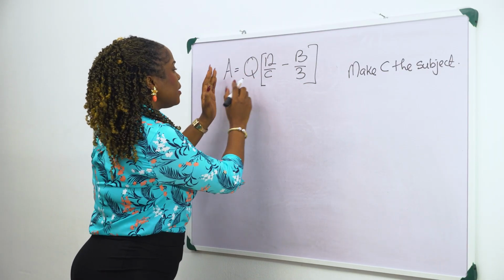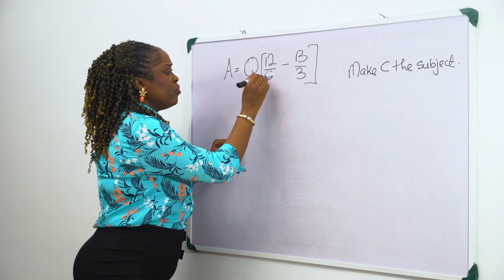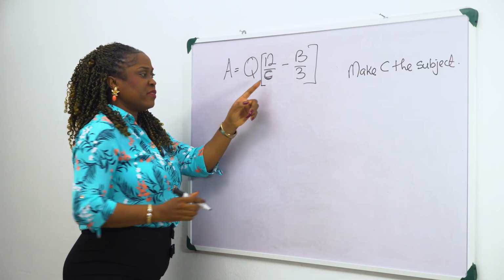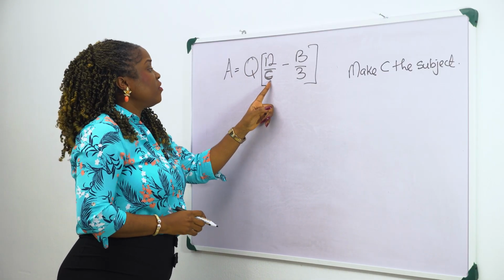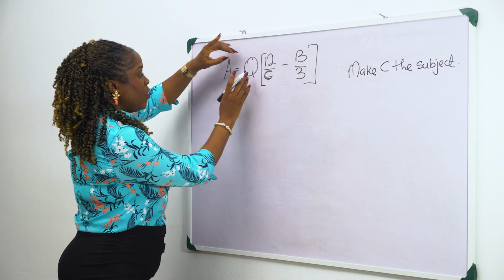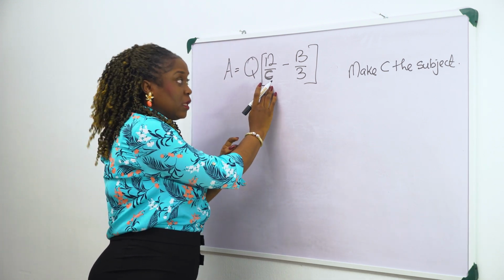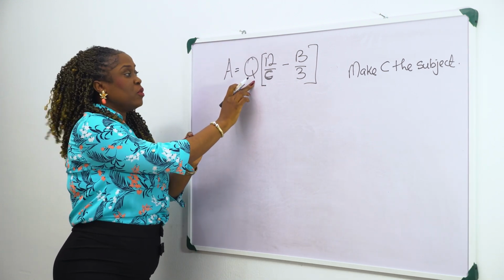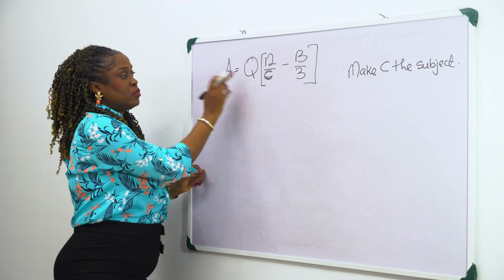So first of all, we're going to separate. This is what we are going to move to isolate, to make the subject of the formula. But first of all, we need to isolate every other term from C. First of all, we start with Q. How do we move Q to this side?